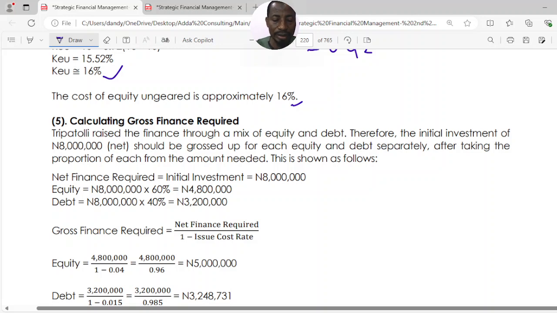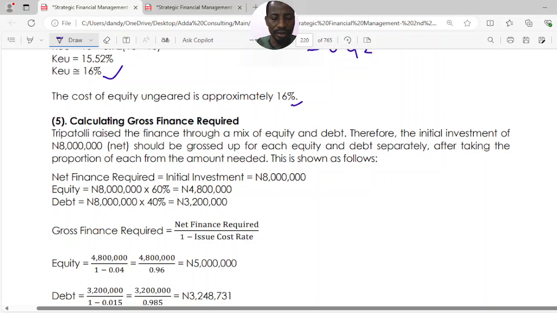Examiner has told us that according to the question, Tripatoli raised the finance through a mix of equity and debt. Therefore, the initial investment of 8 million naira is the net amount in this case, because when the company is raising the money from the beginning, this 8 million is what the company will receive. Something has been deducted from the source. That is what is called the issue cost rate. If we are given the working capital, it will be the initial outlay plus working capital. That's the net finance. Since we are not given net working capital, you ignore that.